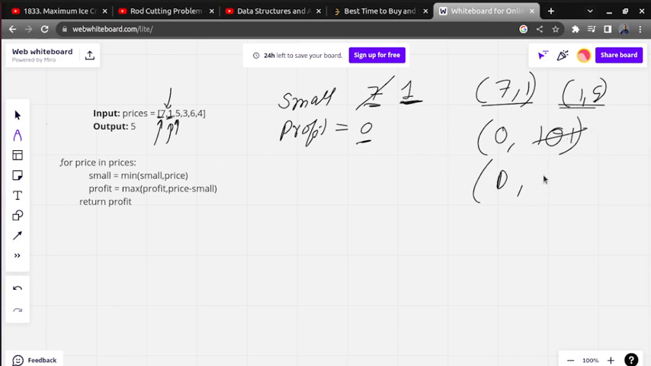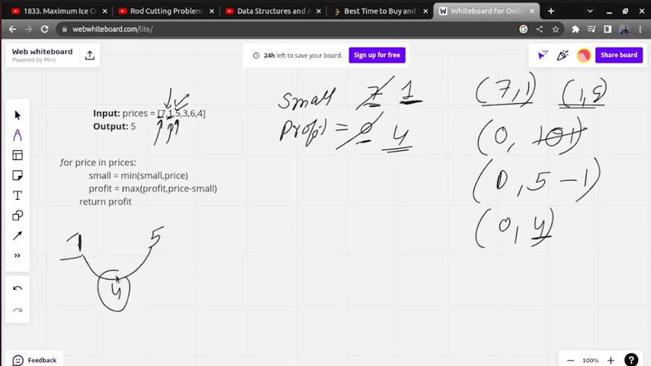So what is the price now? 5, and what is the smallest value? 1, so the difference is 4. It means if you sell on this day, the profit you get is 4 rupees. It means purchasing on the second day and selling on the third day will give you a profit of 4 rupees, but we want to maximize the profit. So we will move further.